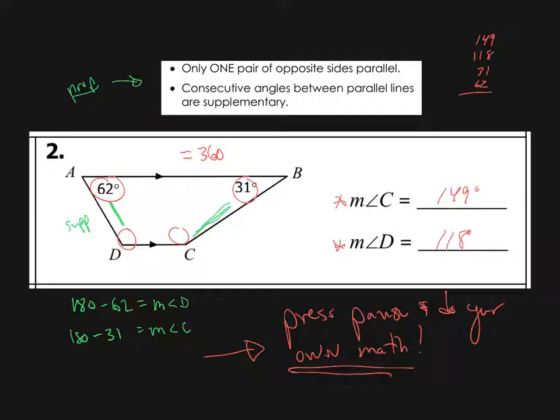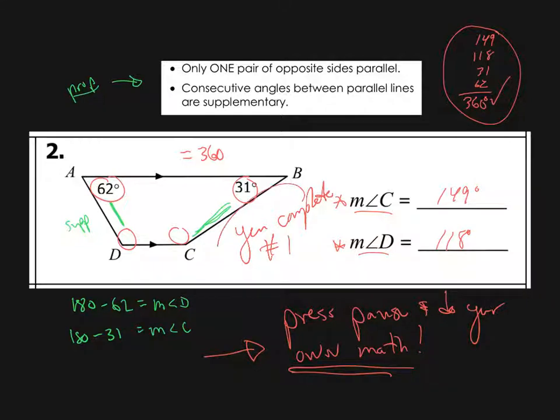So here are the values I got. I got the measure of angle C as 149 degrees and the measure of angle D is 118. And up here, I do my check. I add all four angles and I get 360 degrees. So that seems to be like we got the right answers. All right. Now I want you to complete number 1. Then move on.